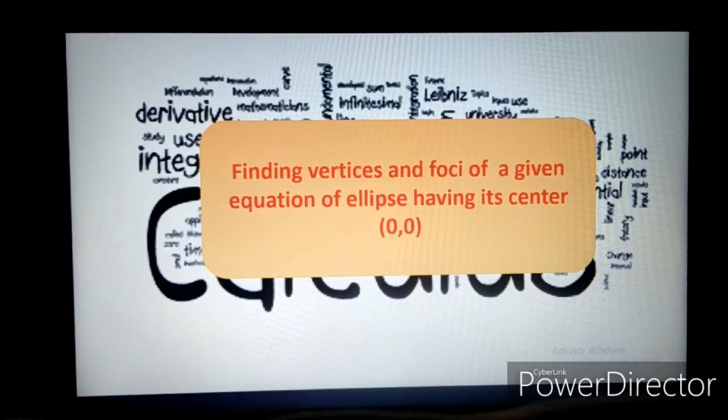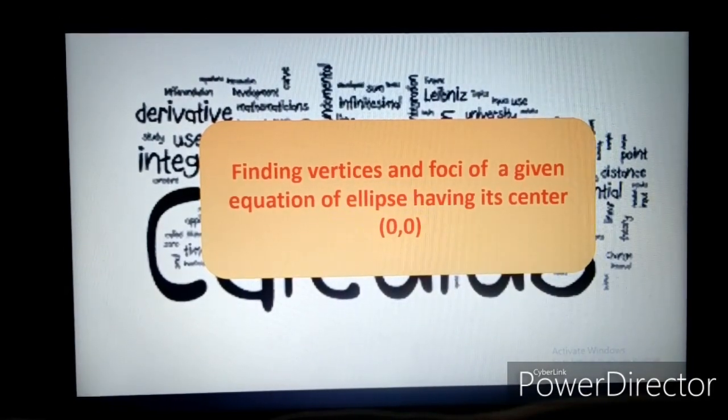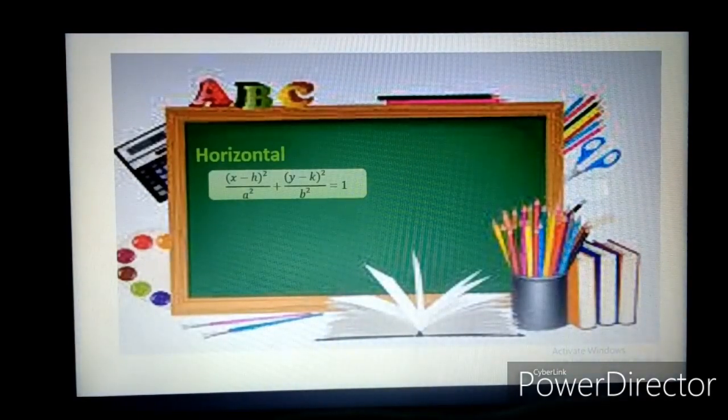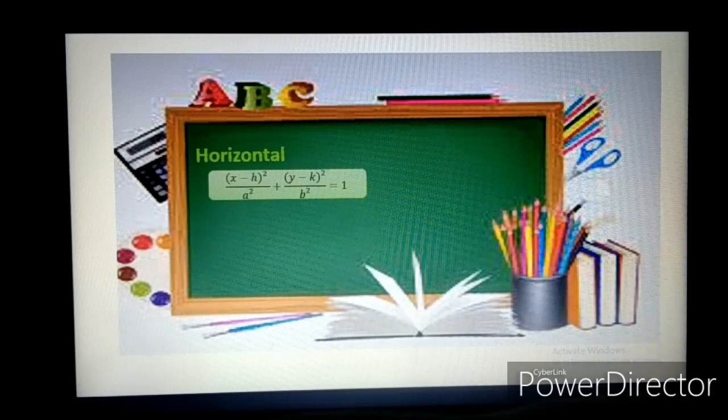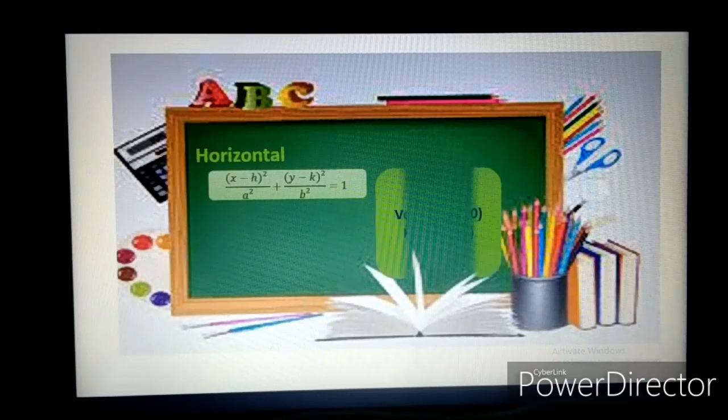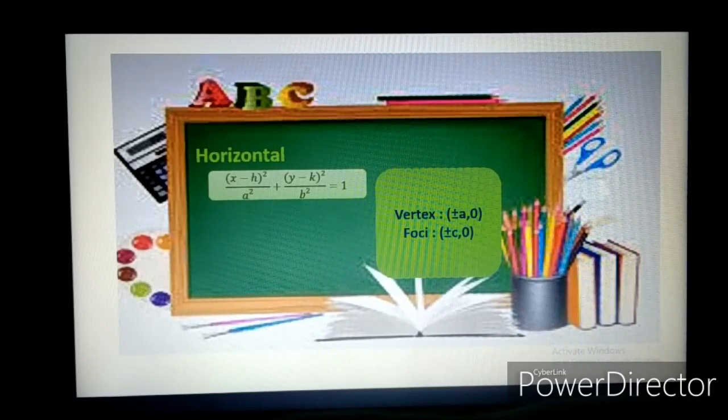So for today's lesson, we are going to find the vertices and foci of a given equation of an ellipse having its center at 0. For the horizontal, the equation is (x minus h) squared over a squared plus (y minus k) squared over b squared equals 1. So the vertices are positive and negative a, 0. For the foci, it is positive and negative c, 0.